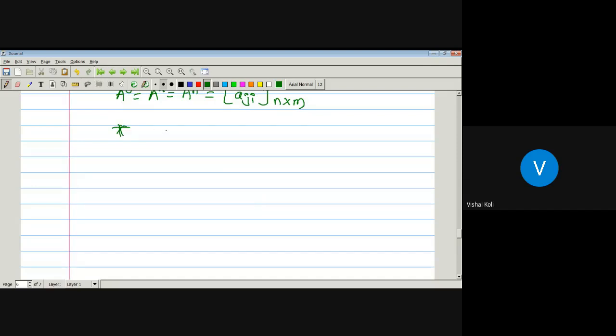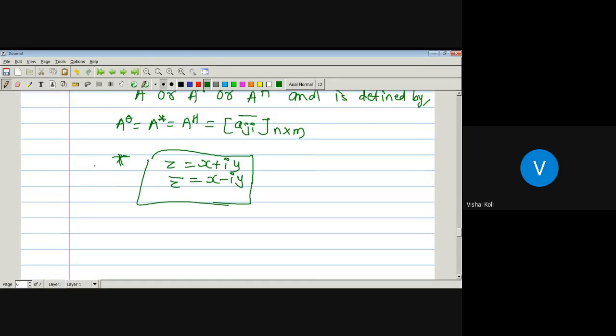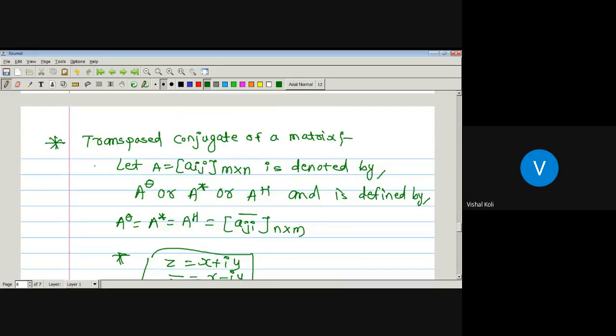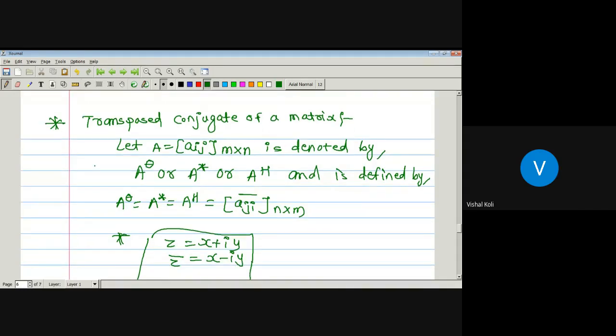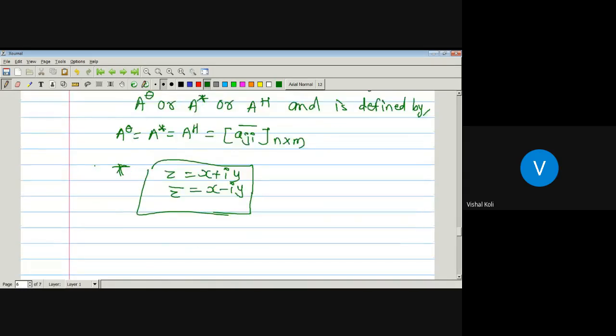Suppose we have a complex number, z is the variable denoted for a complex number. As it is a complex number, it must be of the form x plus iy, and the conjugate of a complex number is denoted by z bar, which is equal to x minus iy. So this will be the conjugate of our complex number. And if we have a matrix, then its entries are either complex or real. If they are real, then they must be equal to their conjugate. But if they are complex numbers, then there is a difference between a complex number and its conjugate.